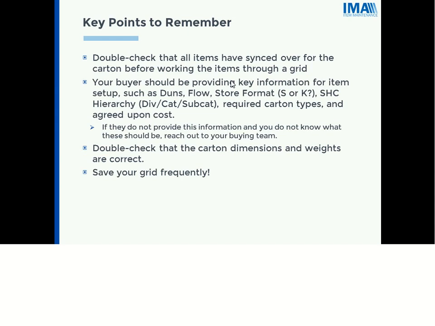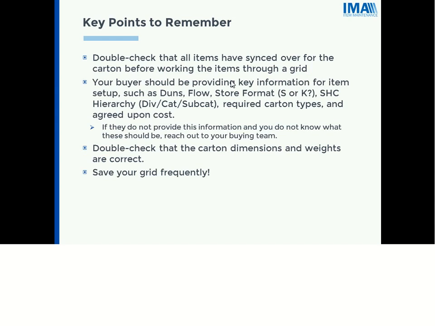Your buyer should be providing key information for item setup, such as your DUNS, your flow, your store format if it's Sears or Kmart, SHC hierarchy, the required carton types, and agreed upon cost. So if they aren't providing you this information and you don't know what it should be, if it's not the same thing every single time, you need to reach out to your buying team and ask for this information.